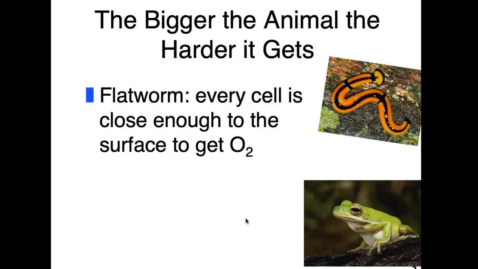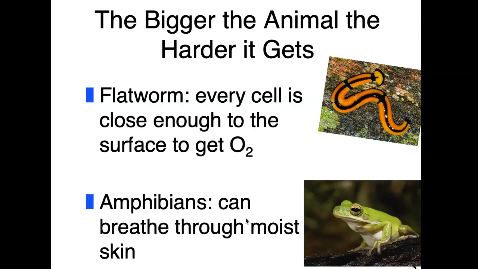So think of a flatworm. Every cell's pretty close. It's close enough to the surface to get oxygen. So that's pretty easy because it's flat and big surface area. But now you have a frog. In amphibians, if they can keep the outside of the skin moist, then they can breathe through the skin. So that's a good technique also.